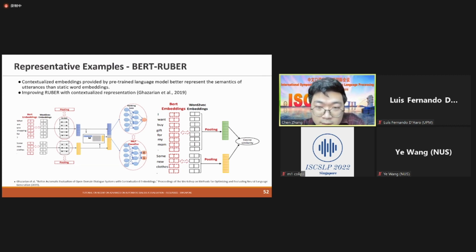Then after that, they use a max pooling operation to derive a sentence-level vector representation. Then, instead of using the margin ranking loss introduced in the original RUBER, they replace it with an MLP classifier to perform the task. So the takeaway message of this representative example is that the contextualized representation provided by pre-trained language models such as BERT or RoBERTa can indeed improve the metric correlation with human evaluation.